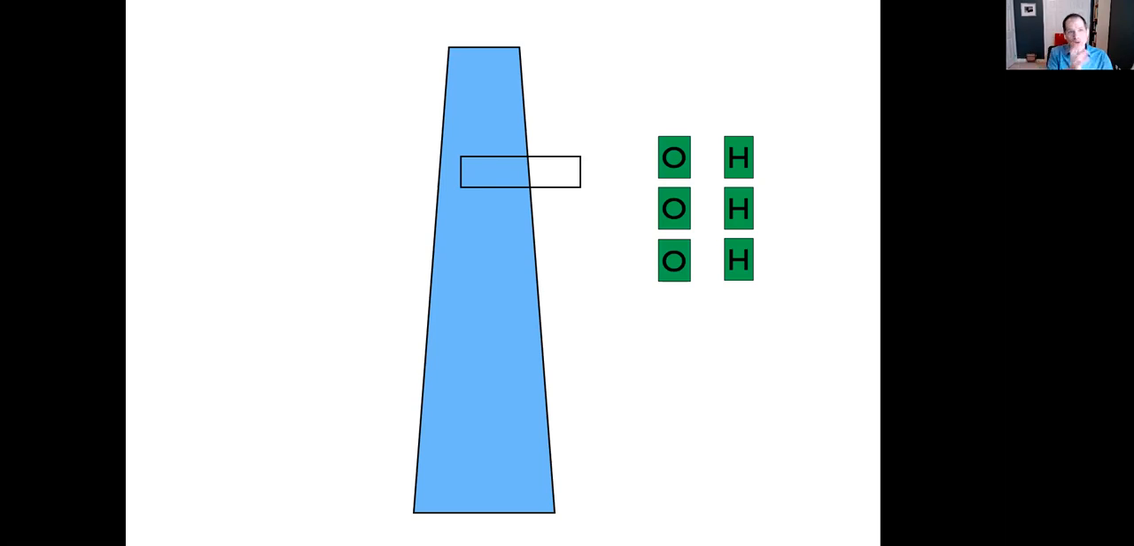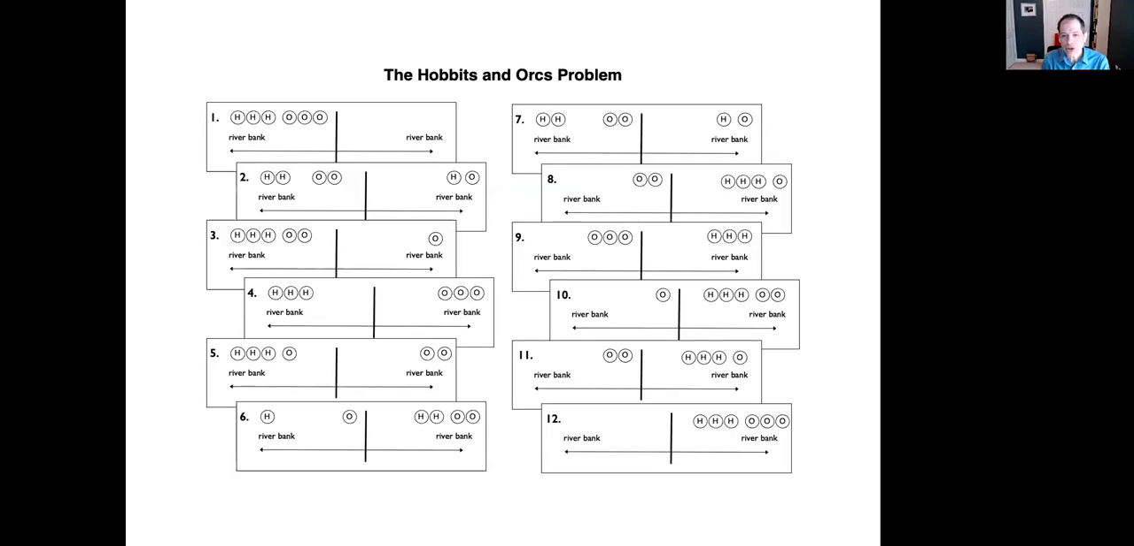And they get out of the boat and then you start taking hobbits back over. And so you end up with, these are the steps that we have there. So you end up in these cases where you've got to work backwards. We bring orcs back onto one side and then we have to bring them back and exchange them. So the orcs have gone back and forth.